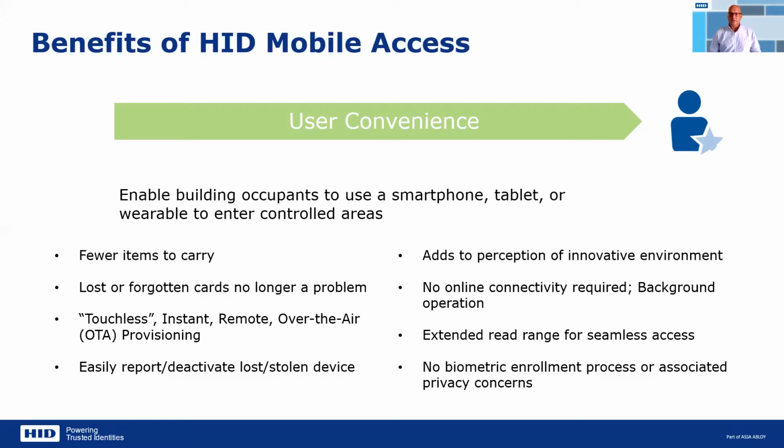Extended read range is great for seamless access, for example, for parking lots. So you can open the parking gate, you can open, for example, warehouse gates from a distance from your car, which simplifies the access significantly. It also adds the perception of an innovative environment for the organization. And we know that with our customers that implemented a mobile access system, the employees or visitors really appreciated this as a very innovative and great solution.